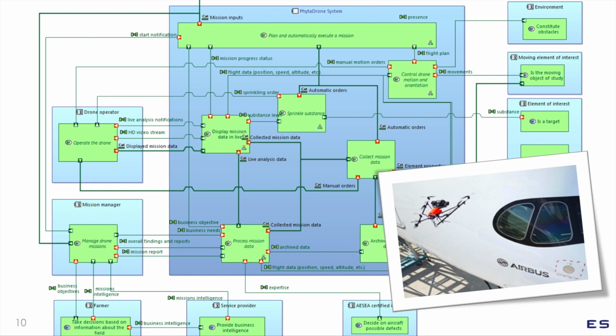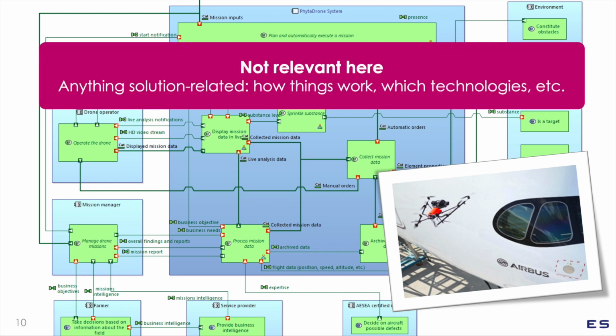We expect the system to capture data on the aircraft, such as pictures, videos, scans, to process them, for example for automated defect detection, and to display them. We clearly identify the actors interacting with our product and the exchanges with them. What is not relevant here is anything that is related to the solution: how things work, which technologies, and so on.